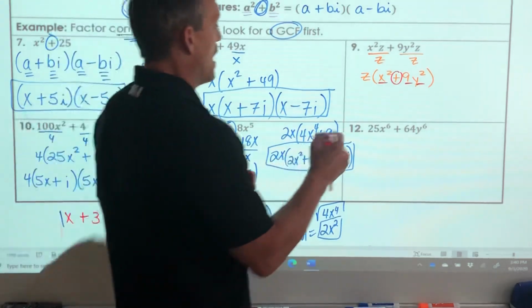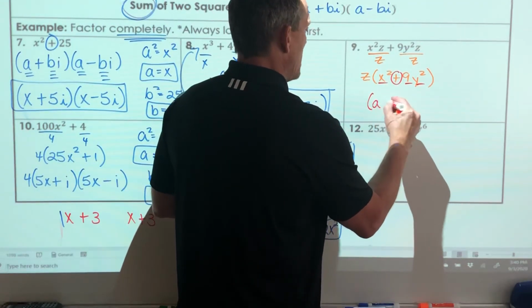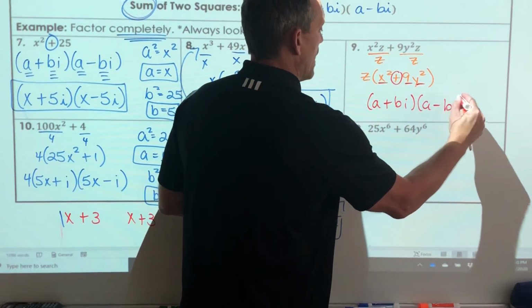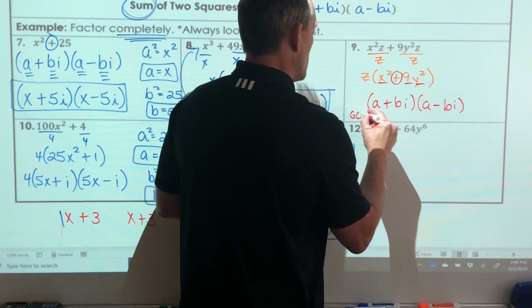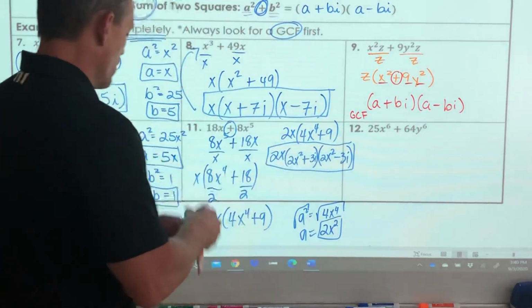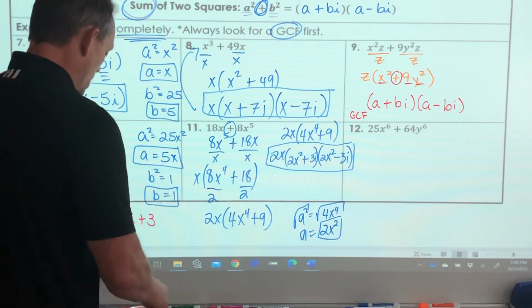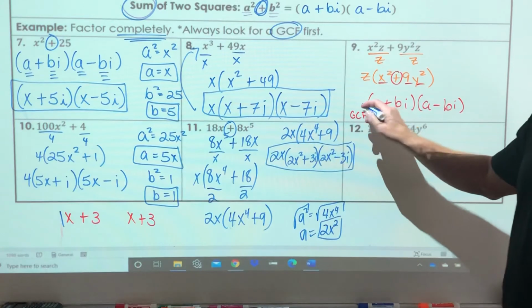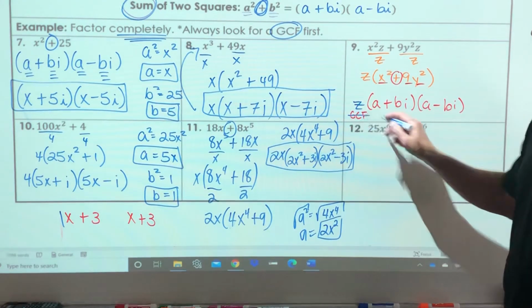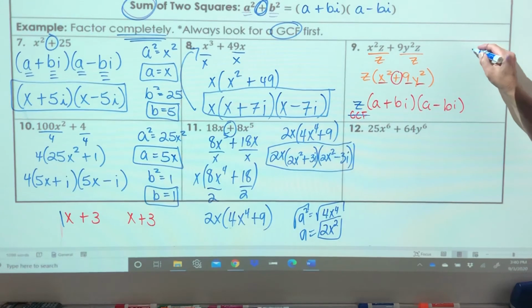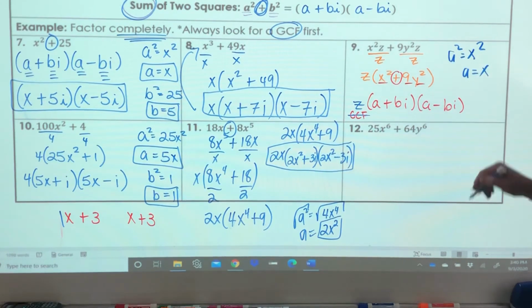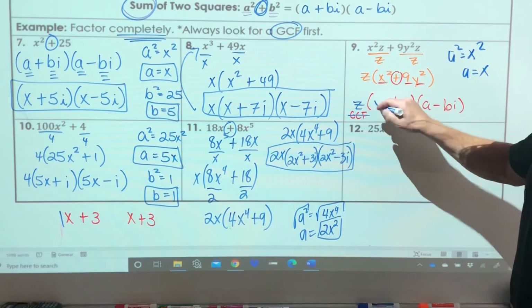So we have to have our a plus bi, a minus bi. And this is our GCF. So we're just going to replace all these things as we go along, piece by piece. Our GCF is Z. Our a squared is x squared, so our a equals x.